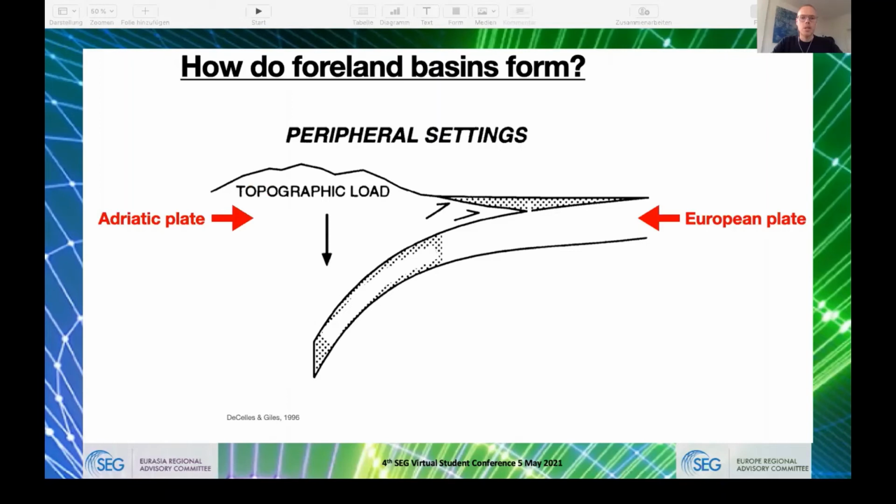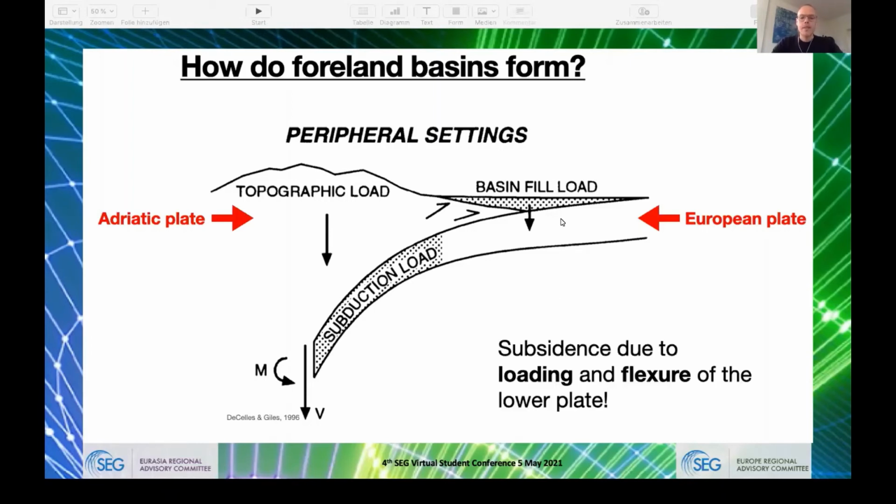First of all, we have the topographic load of the Alpine orogen that is pushing down the European plate, therefore creating space at the surface. Second, we have the subduction load. So the load of the slab is pulling down the European plate, again creating space at the surface. And then last but not least, we also have a basin fill load. So the weight of the sediments again pushes down the basin and the European plate.